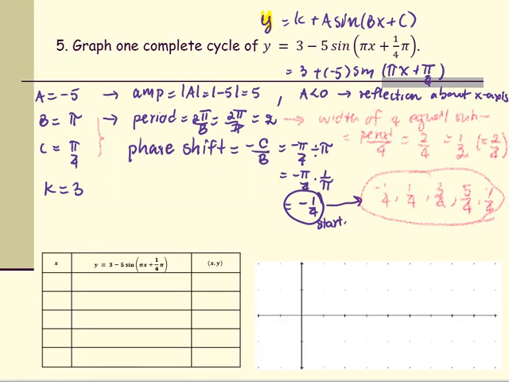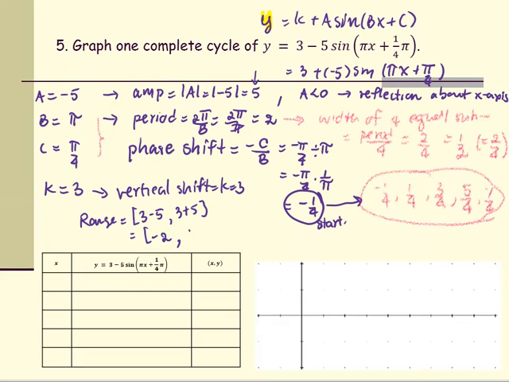And before we do that, we are going to look at the vertical shift. For the vertical shift, we're using k, which is 3, so that means the vertical shift is 3, and that tells you the range is going to be 3 minus 5, comma, 3 plus 5. The 5 is the absolute value of a. That tells us the minimum is at negative 2 and the maximum is at 8.